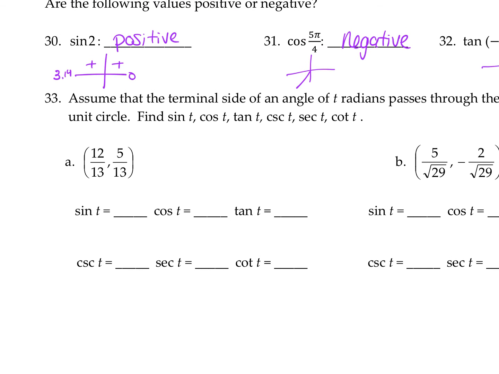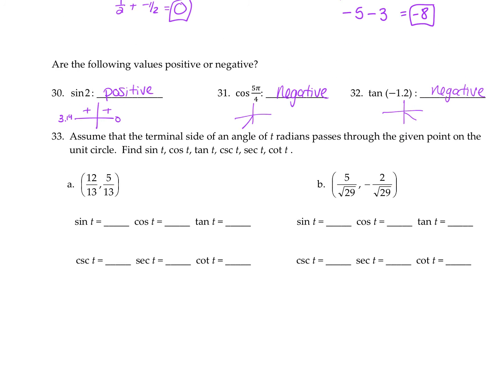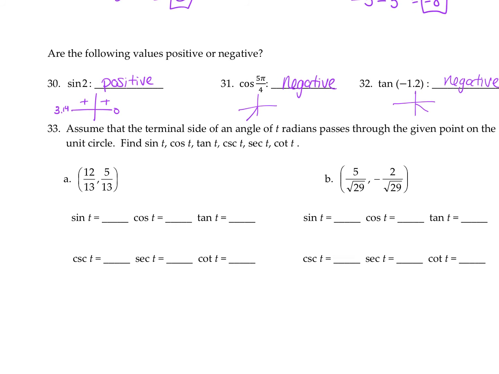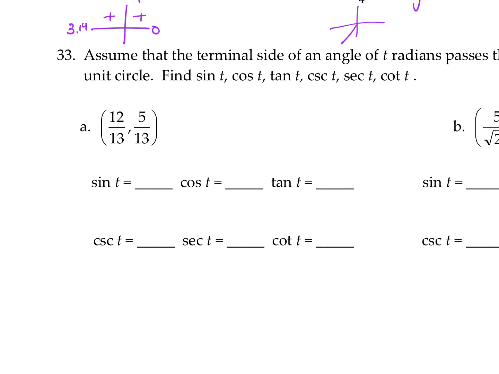All right, assume the terminal side of the angle of t radians passes through the given point. Find sine, cosine, tangent. Okay, so we know that x is cosine and y is sine. So this would be 5 over 13. This would be 12 over 13. We know tangent is y over x, so it would be 5 over 13 divided by 12 over 13, which would end up being 5 over 12.